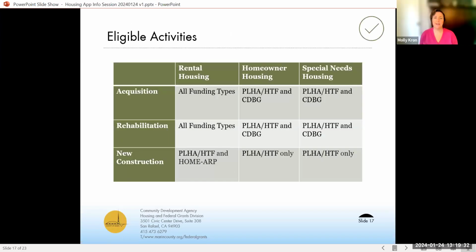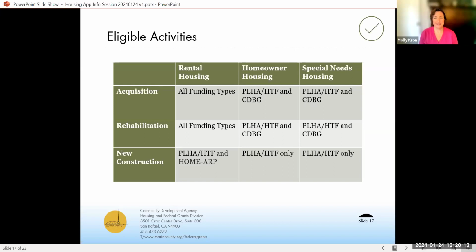Some of the eligible activities within this NOFA include rental housing, homeowner housing, and special needs housing. Funding sources are able to support different types of projects. So all of the funding sources that are available in this application can support acquisition for rental housing, as well as homeowner housing and special needs housing. For rehabilitation, this is available for really all of these as well.